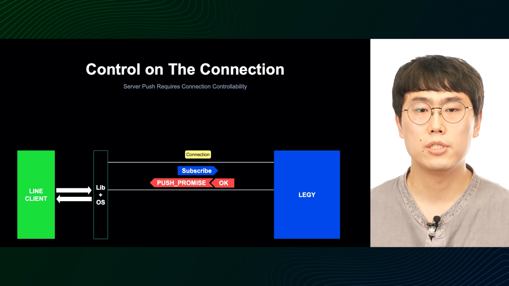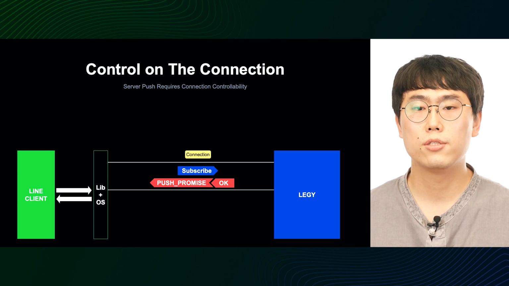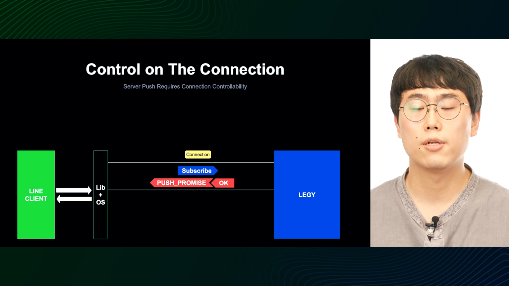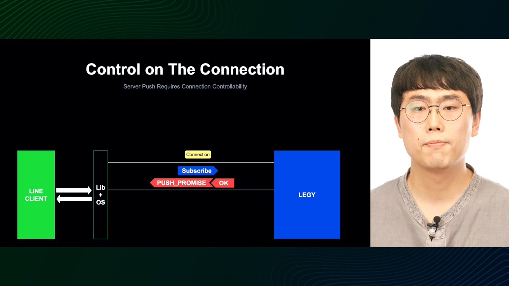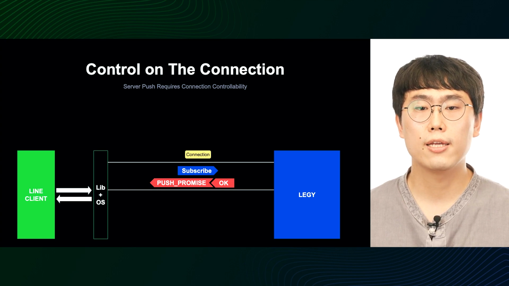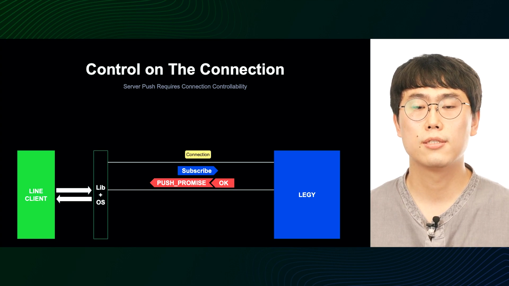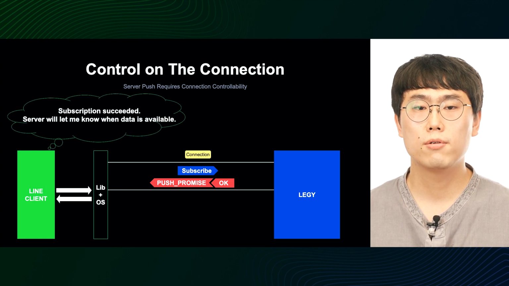Besides standard conformity, there's one more thing we should consider. Suppose LINE clients use the previous push model, but the connections are managed by a library or the operating system. To get pushes, LINE client first sends subscribe request and it succeeds. Now, the client believes that LEGY will send push data when it needs to.